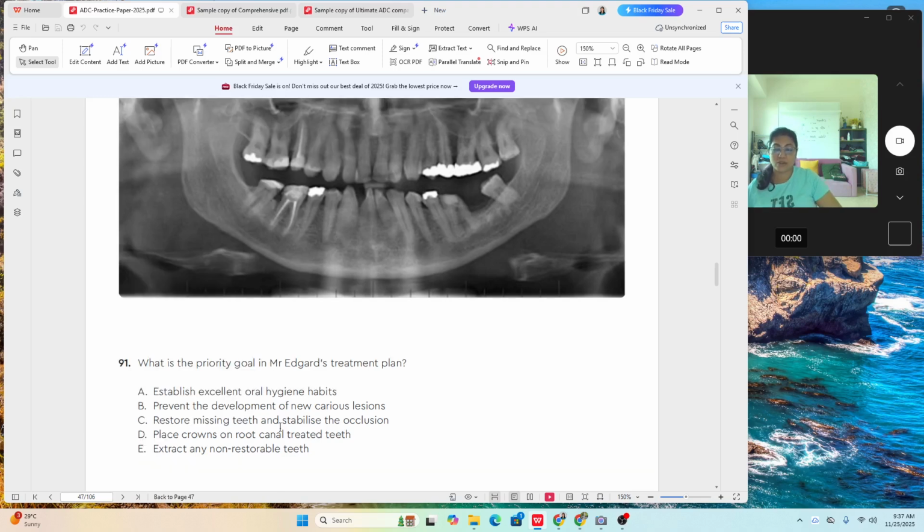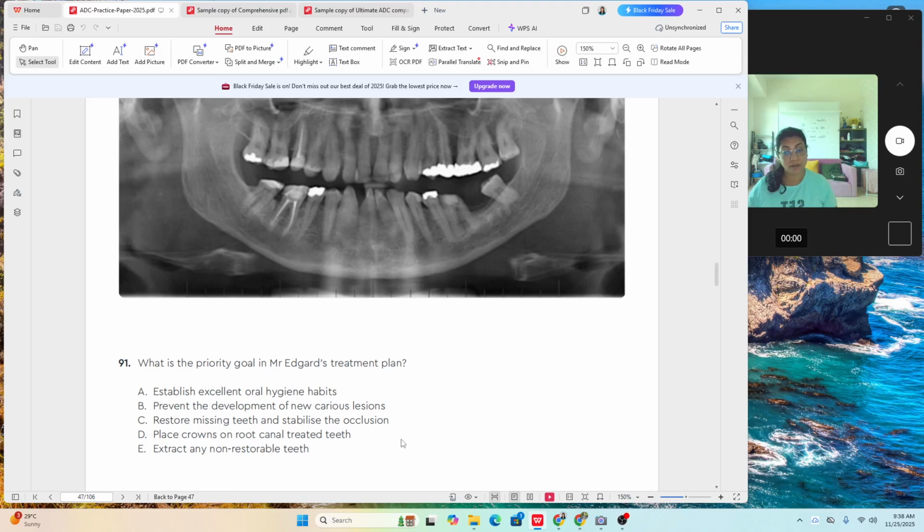Establish excellent oral hygiene habits. Oral hygiene habits is a goal, but not my priority goal. Prevent the development of new carious lesions. Prevention is again a goal, but not my priority goal. Restore missing teeth and stabilize the occlusion. Place crowns on root canal treated teeth. That I can do at any point of time because it does not involve the bone.